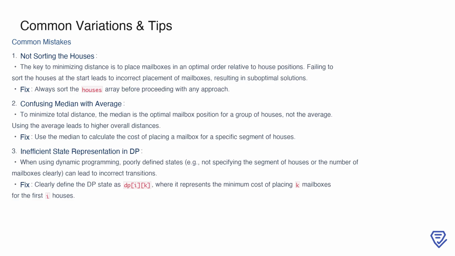Lastly, when using dynamic programming, poorly defined states can result in incorrect transitions. For example, if your DP state doesn't clearly represent the segment of houses or the number of mailboxes, your solution may not work as intended. A good state definition is DP[i][k], which represents the minimum cost of placing k mailboxes for the first i houses. This clarity is essential for accurate transitions and results.